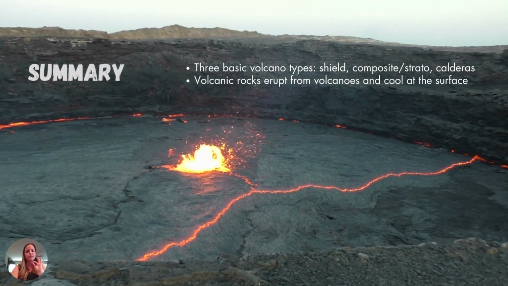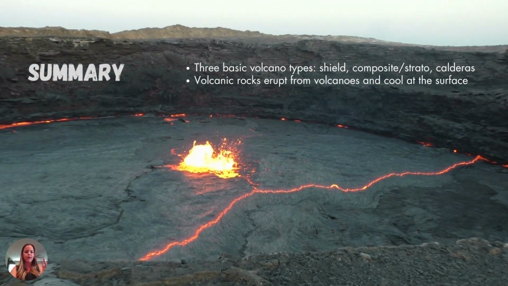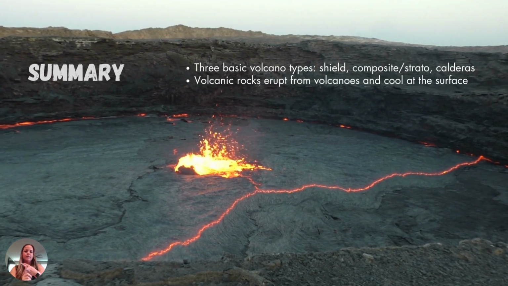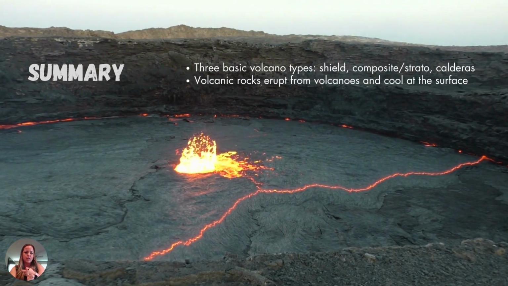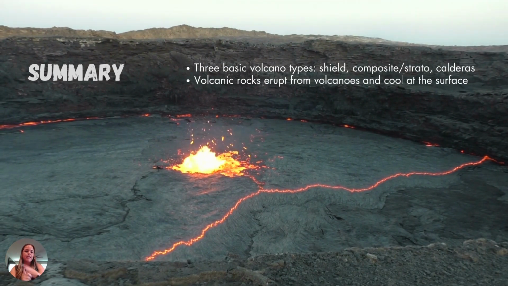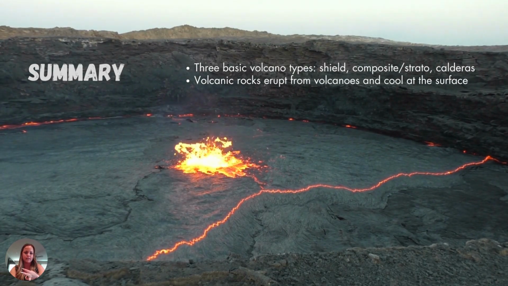All right, just a brief summary. We have three basic types of volcanoes: shield, composite or strato, and calderas. Shield have low viscosity, composite strato have intermediate, and calderas have high viscosity.